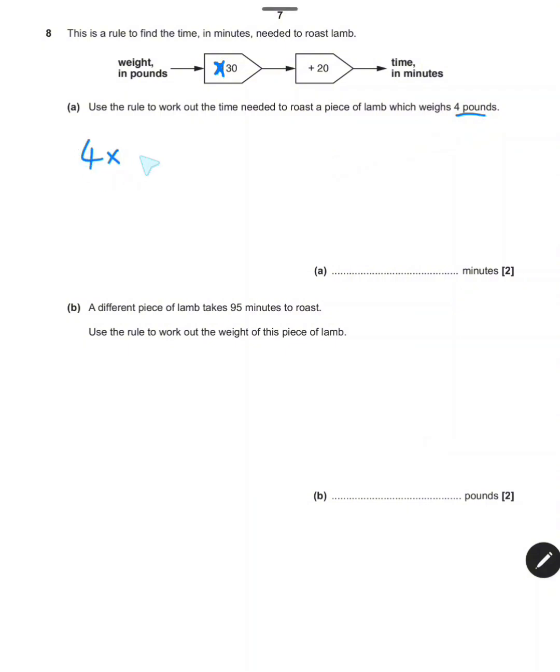We need to do 4 times 30 first. Well, 3, 6, 9, 12. And then just put a 0 on the end. And then we're going to need to add on that 20 minutes. So we're going to do 120, add on 20, which is 140 minutes.